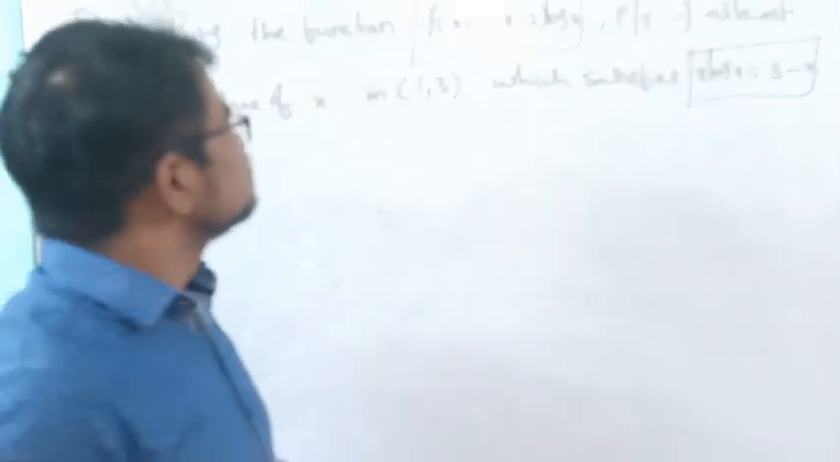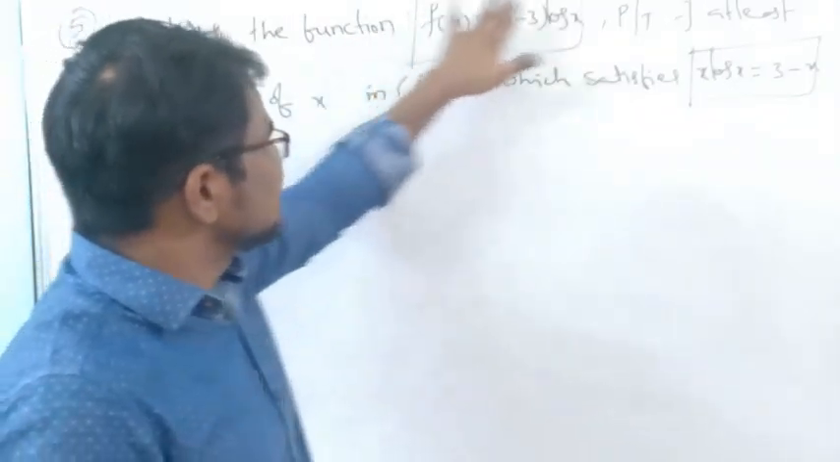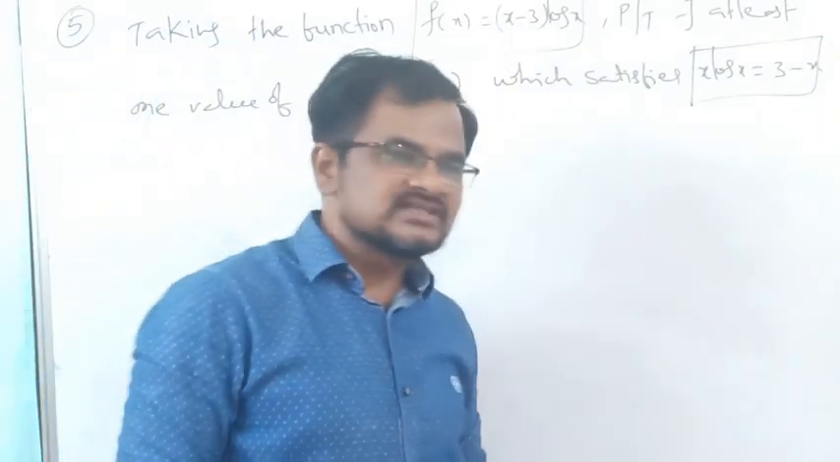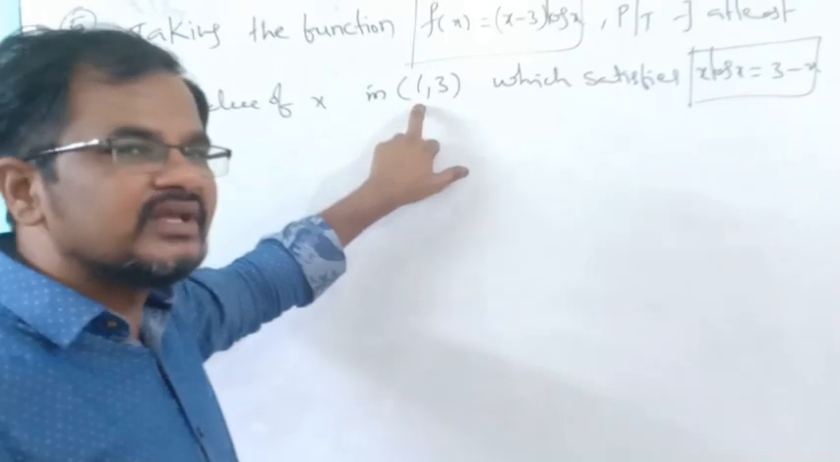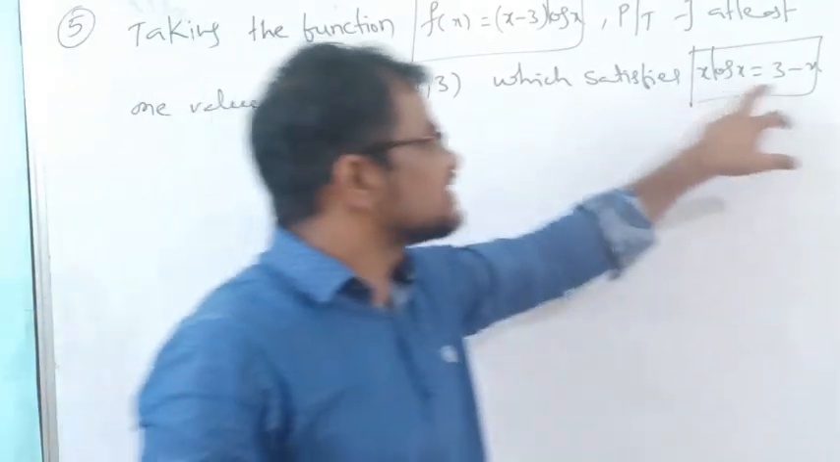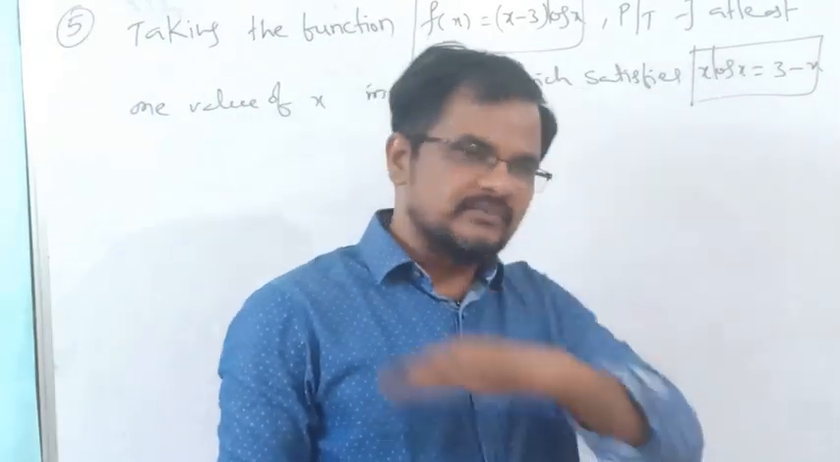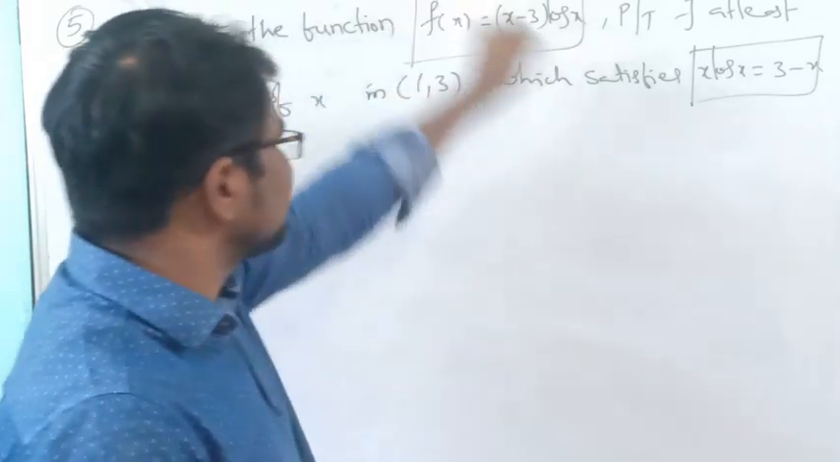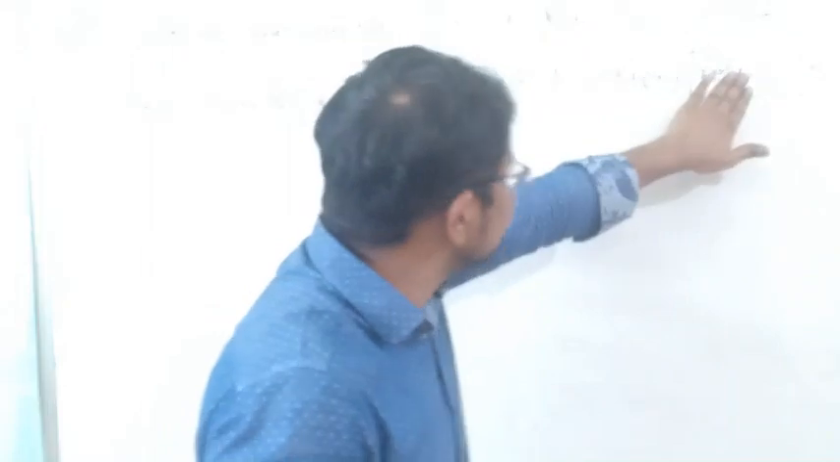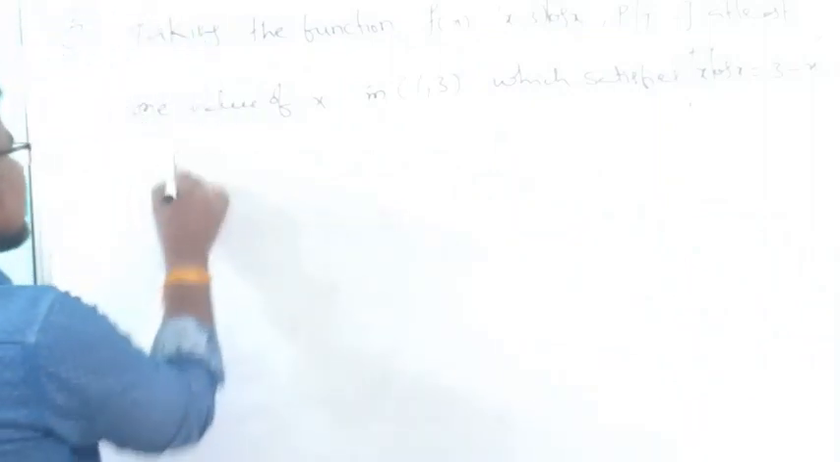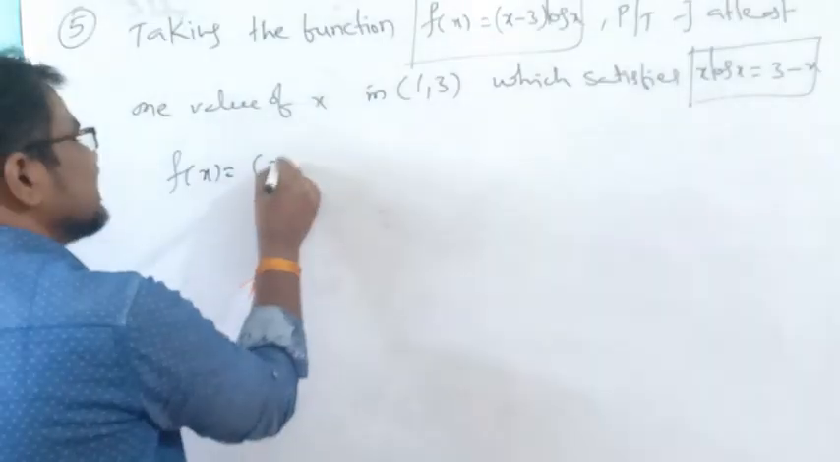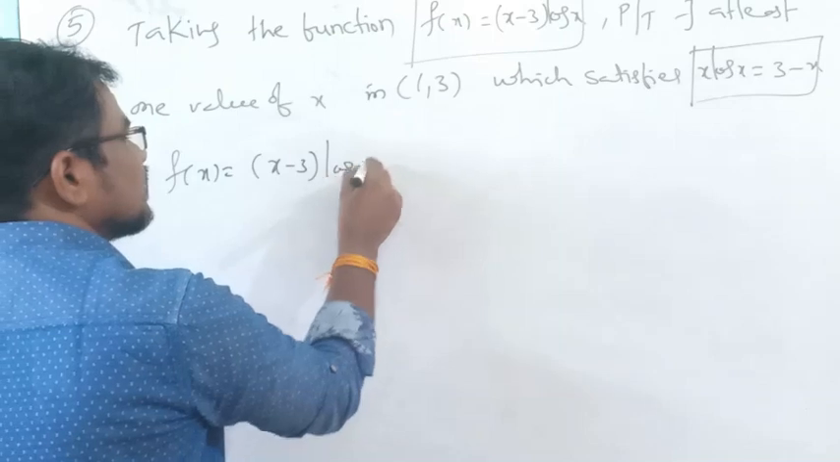Fifth problem. Taking the function f of x equal to x minus 3 log x, prove that there exists at least one root between 1 and 3 which satisfies the equation. Here also it is the same type of problem, but here the function is already given. For this equation we have to show there is a root between 1 and 3. For that, take the given function f of x equal to x minus 3 into log x in 1 comma 3.